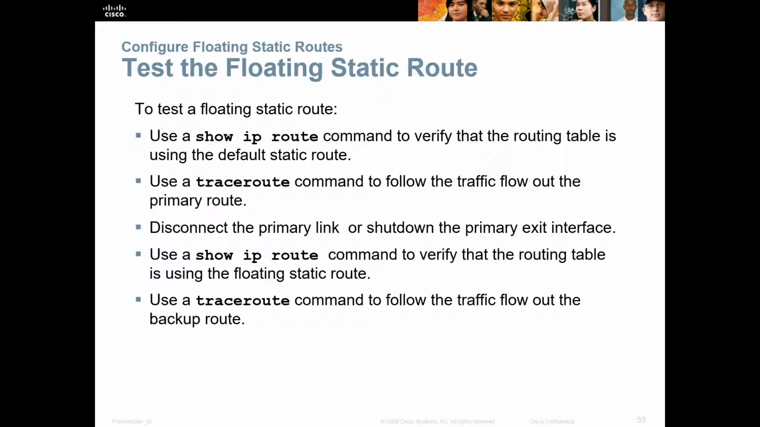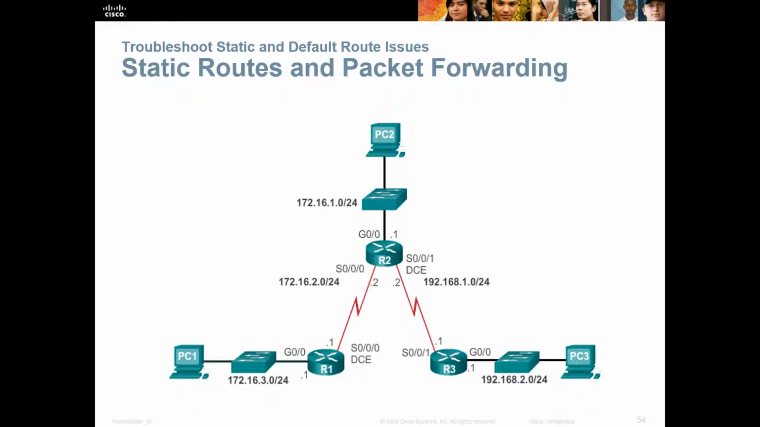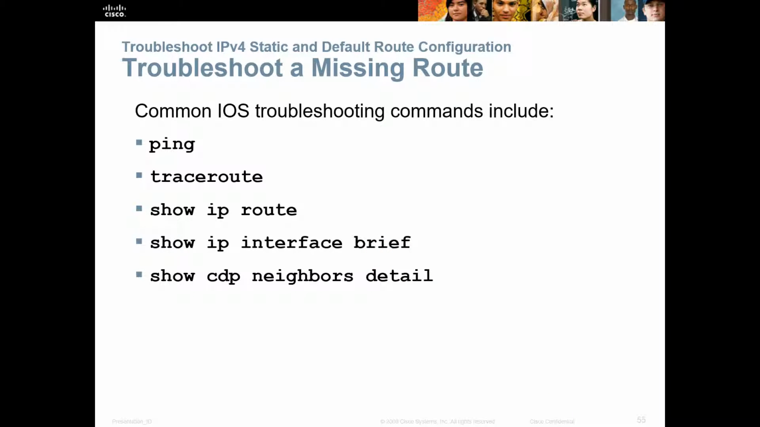The last thing we have to talk about is troubleshooting. So how could we start troubleshooting static routes and route or packet forwarding? Our big commands are going to be ping, traceroute, show IP route, show IP interface brief, show CDP neighbor detail. Do not forget the specific show commands for IPv4 and IPv6. These are things that you're going to want to learn because long term, they help you troubleshoot routes if they're missing or not.